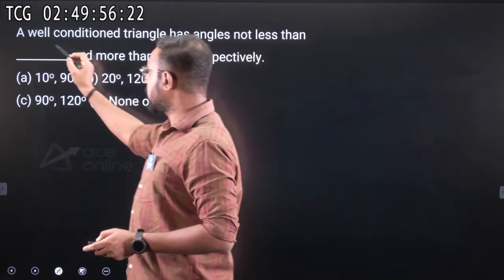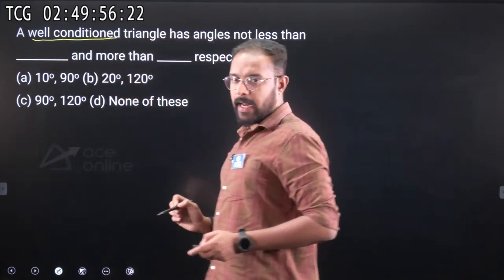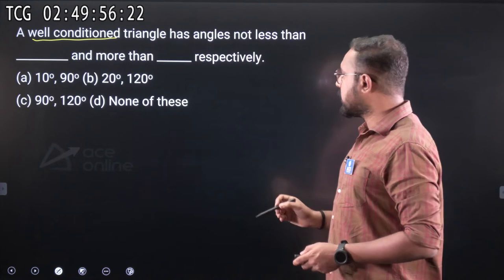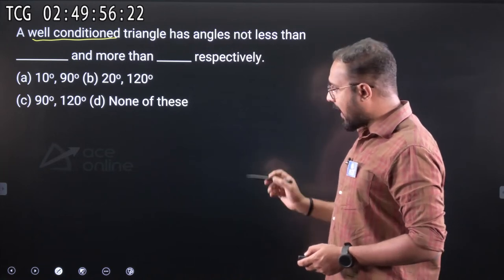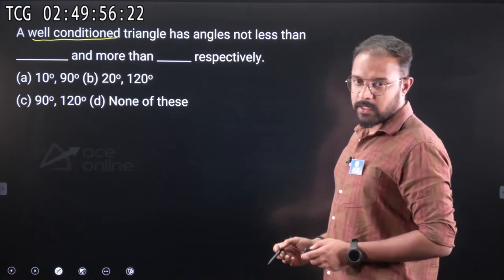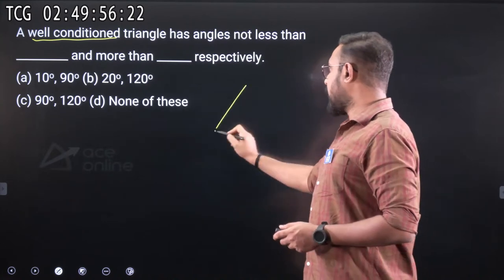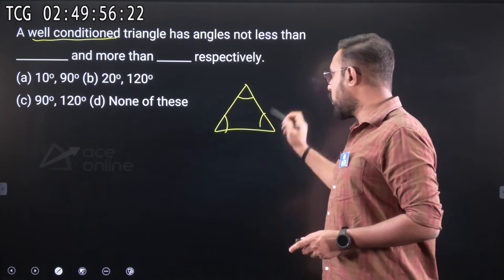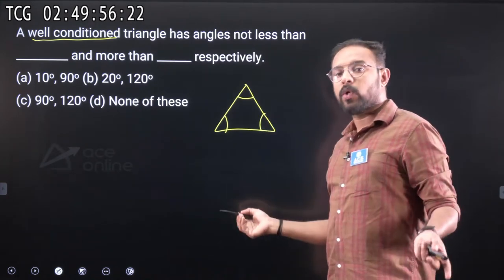This is a very important discussion for us. A well-conditioned triangle. So this is the principle of our chain surveying. Please remember. A well-conditioned triangle has angles not less than dash and more than dash respectively. A triangle is said to be well-conditioned if none of the angles are too acute and none of the angles are too obtuse.